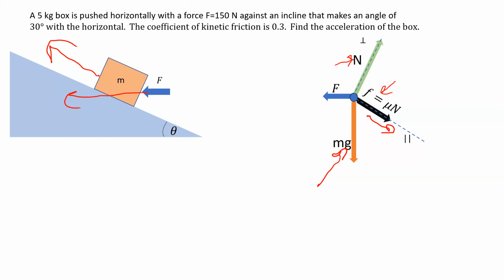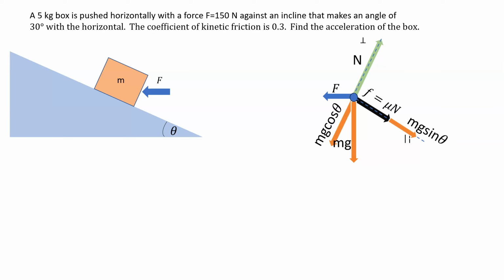And so now our goal is the same as it was last time. We need to break the weight into parallel and perpendicular components. So I've just put them there so that it's a little easier to work with later, but it's the same thing we did in the last case. Okay, so let's get rid of that mg. We don't need it anymore. We're not going to put it in our equations. We're going to use the components.